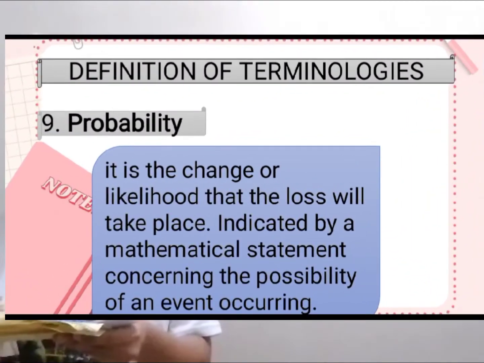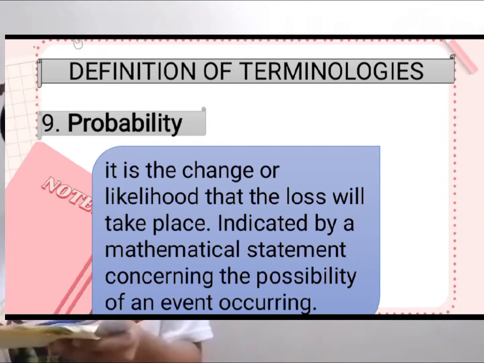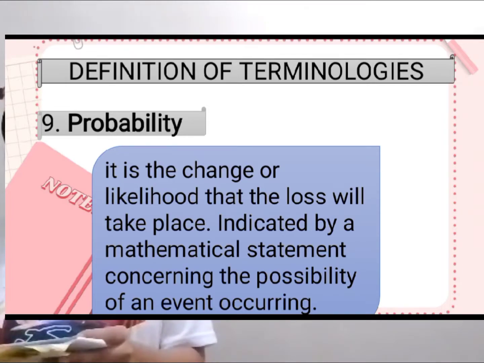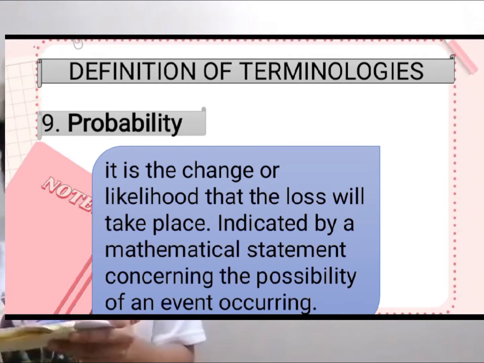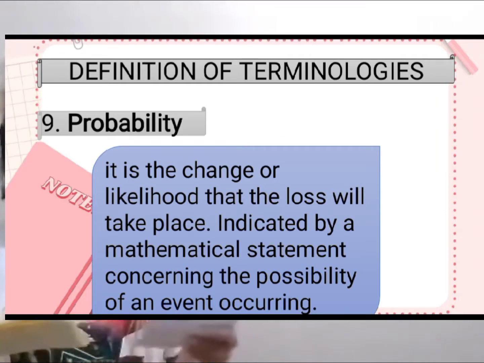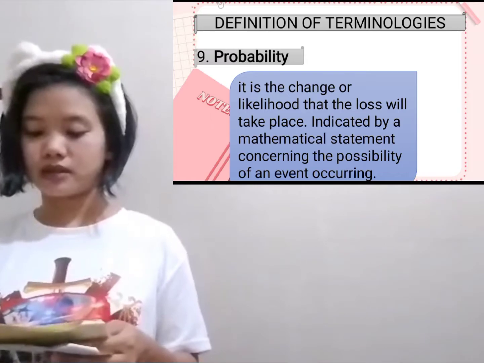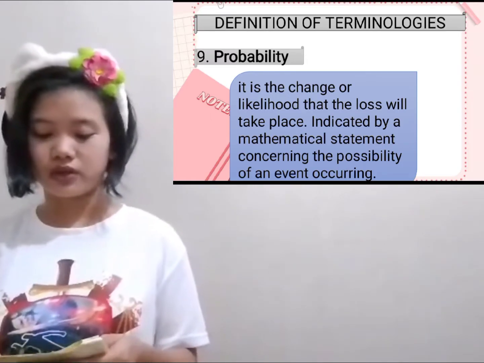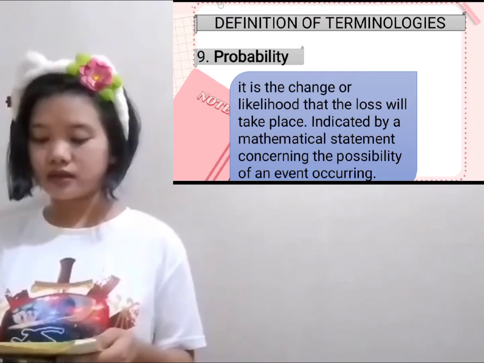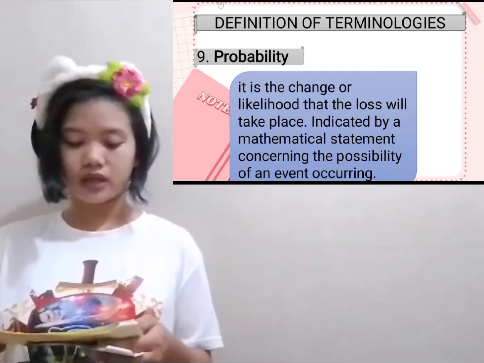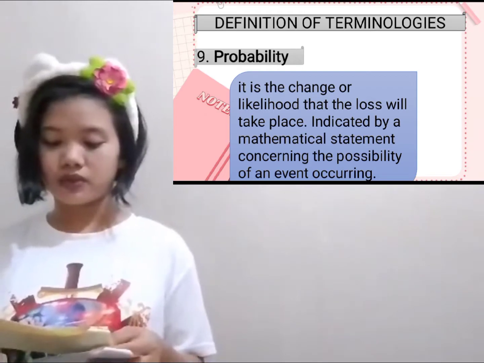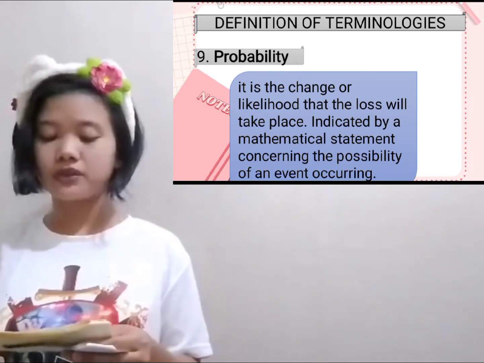Number 9. Probability. It is the chance or likelihood that the loss will take place, indicated by a mathematical statement concerning the possibility of an event occurring. Probability is a branch of mathematics concerning the numerical description of how likely an event is to occur or how likely it is that a proposition is true.